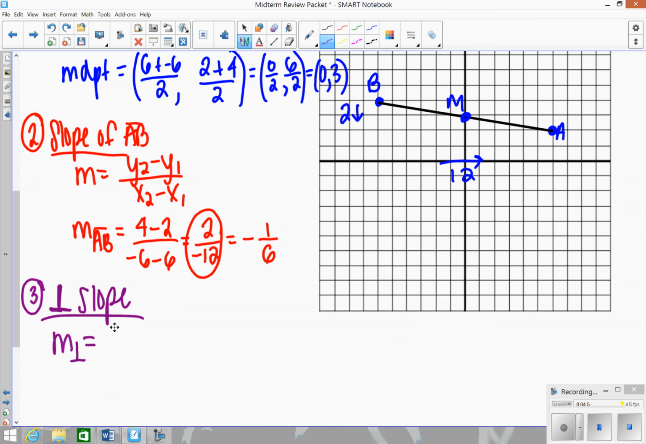Flip 1 over 6, so it becomes 6 over 1. Negate it, it becomes positive. So you can also write this as 6 over 1. So if you were looking on the graph, it would be up 6, right 1.